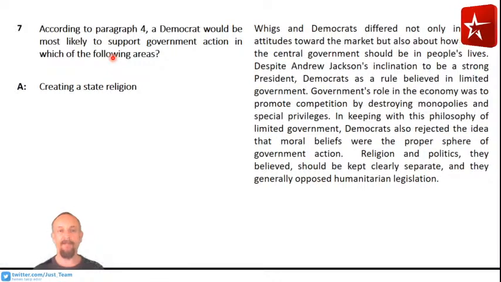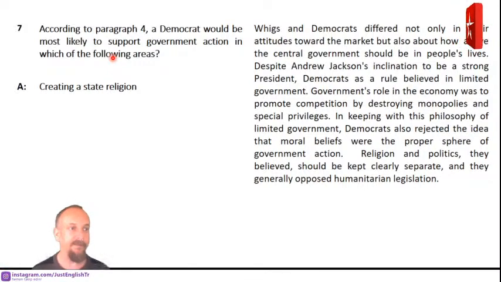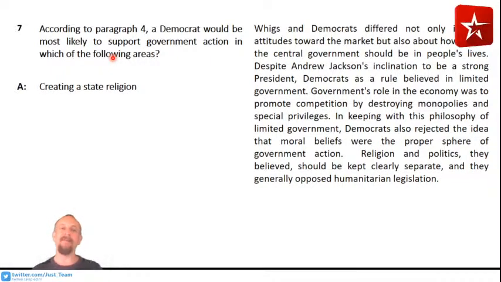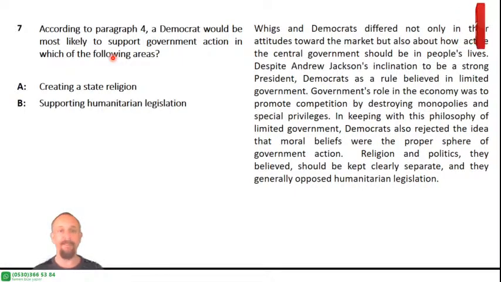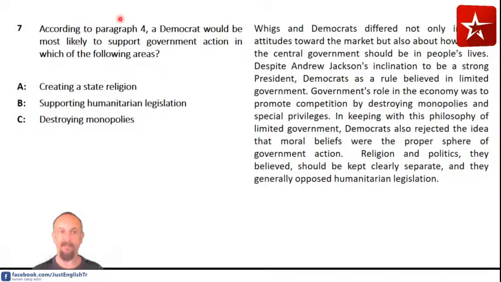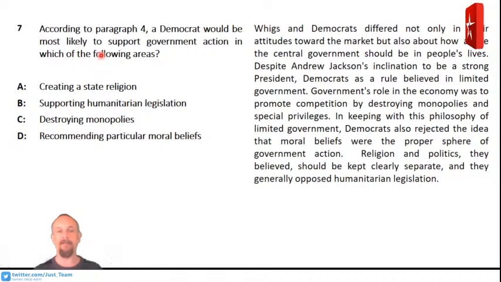We've got A, creating a state religion. Did we have any answers there? Tendency means attitude. No. But tendency is a type of behavior, in a sense, when we do something generally. But it's not synonymous with behavior. So we have A, creating a state religion; B, supporting humanitarian legislation. Nobody's answered my question here. What type of question is this, boys and girls? You should know. Then we've got C, destroying monopolies, and D, recommending particular moral beliefs.